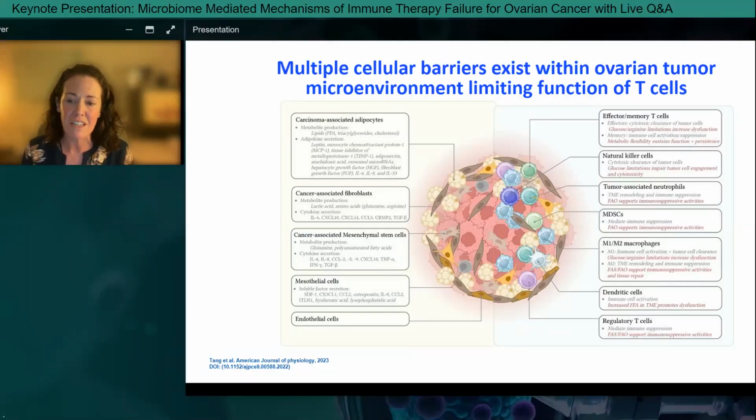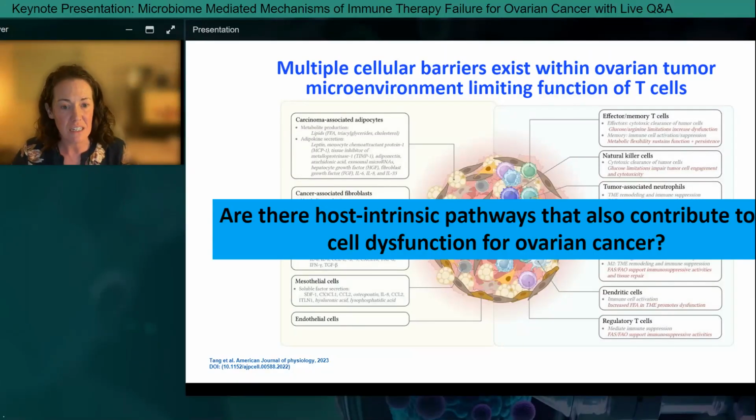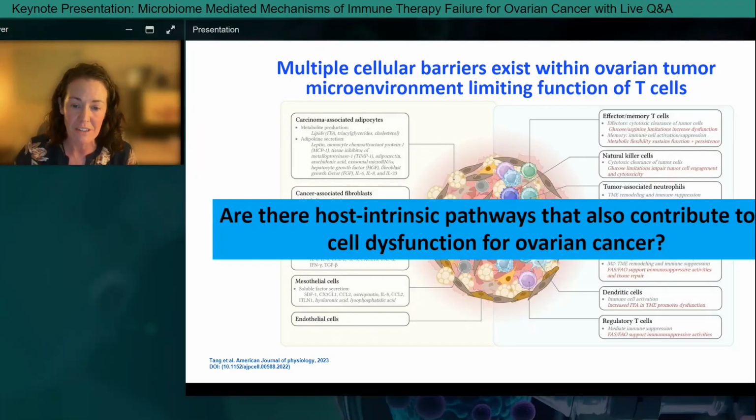And so in terms of the studies that have worked to understand and overcome some of these cellular barriers for ovarian cancer, most of the effort has gone towards identifying tumor-associated factors that are leading to a more metabolically and immunologically hostile tumor microenvironment. And so our laboratory is interested in identifying host intrinsic pathways that may also contribute to T cell dysfunction in ovarian cancer. And we believe that this is related to the host microbiome.